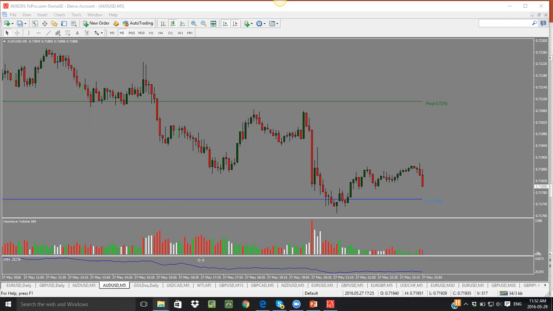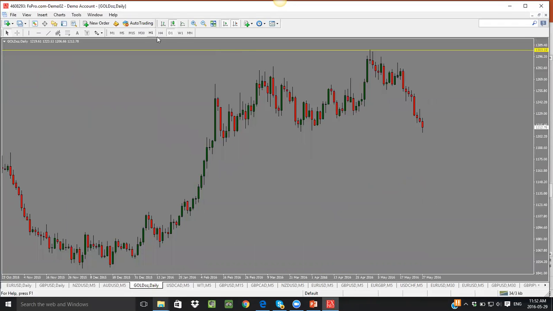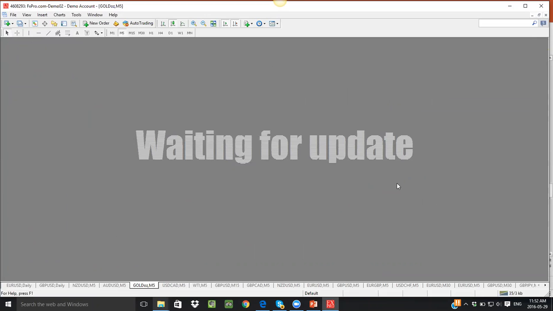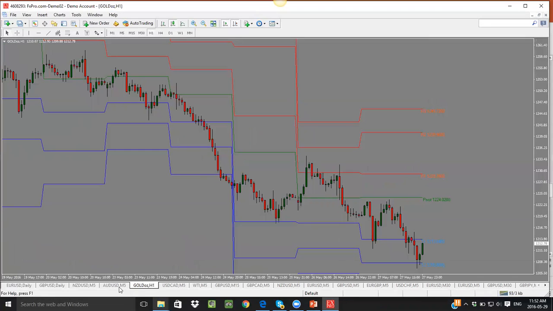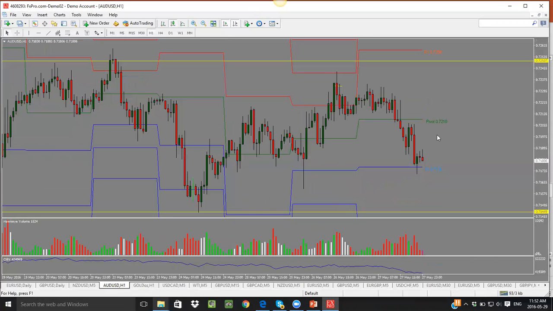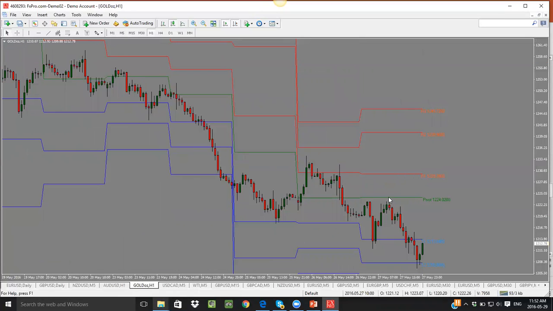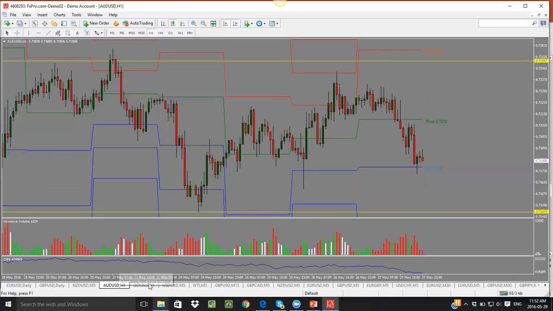Okay, so let's take a look at the 5-minute chart. So here we have gold. So let's take a look at Friday. So here is our 5-minute chart, or maybe the 1-hour chart is easier to look at. So let's go to the 1-hour chart here. Okay, so we have the gold 1-hour chart here with the pivot point, and then we have Aussie.